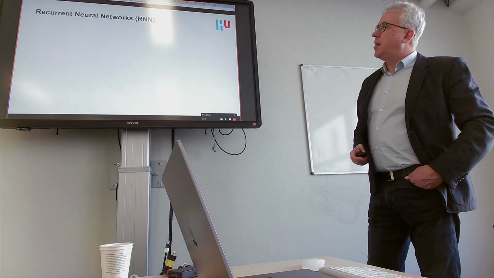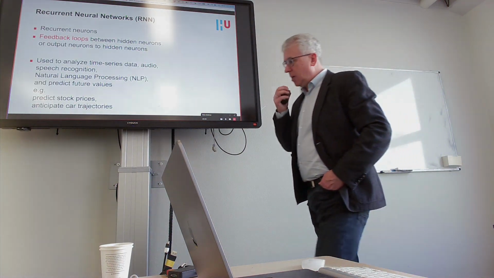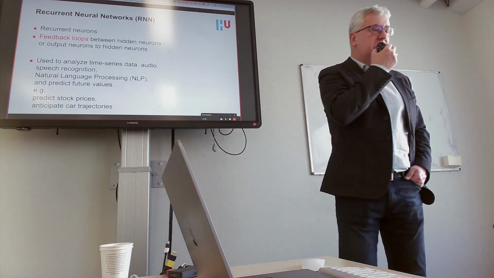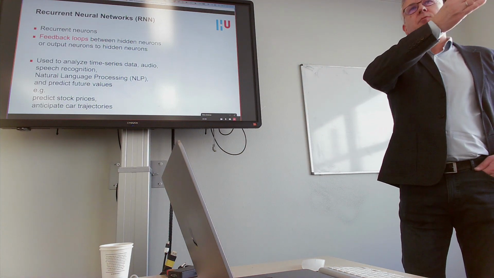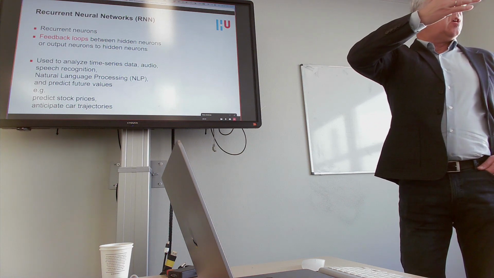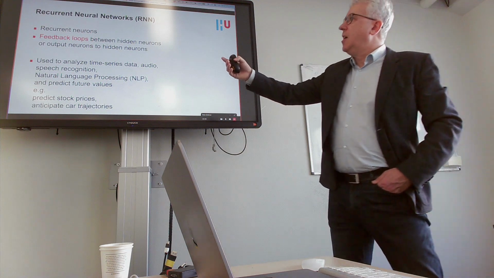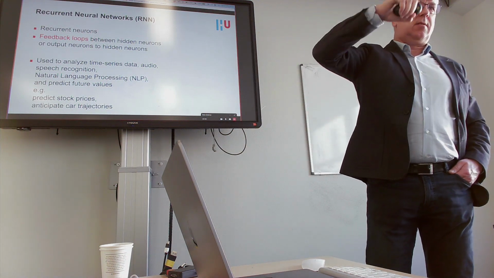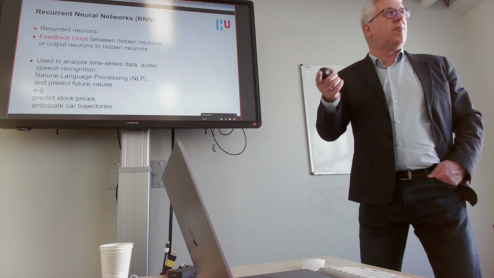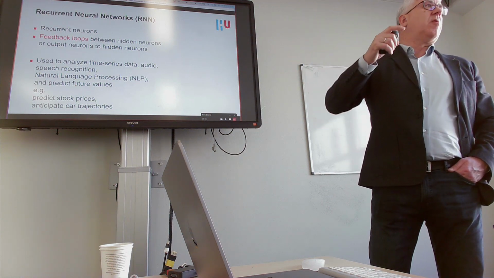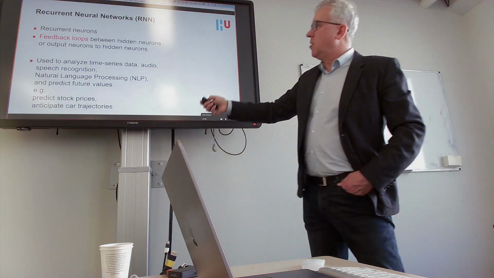The next type of neural network is what we call a recurrent neural network. What's special about recurrency? Normally the information flows forward through the neural network. In this case, you have some feedback between neurons, so the output of a neuron will also work as input for the neuron. So we have feedback loops.